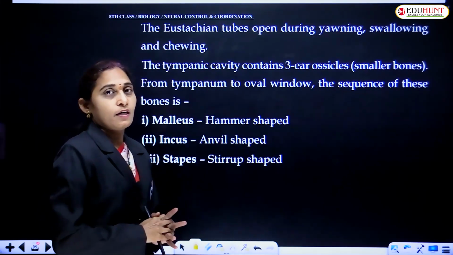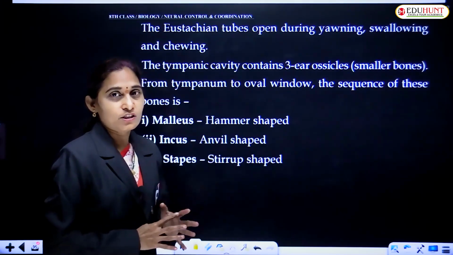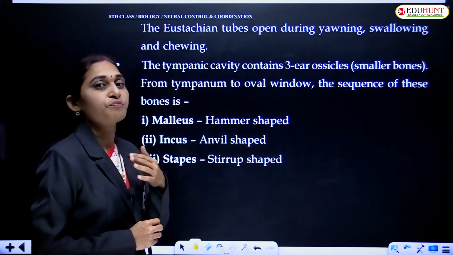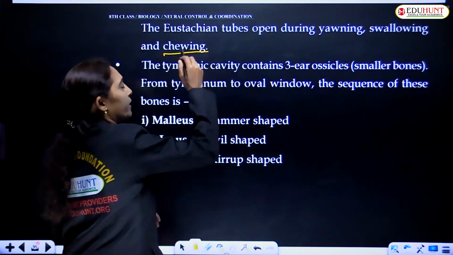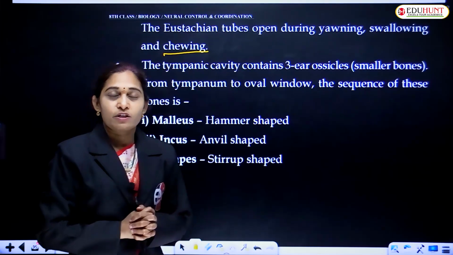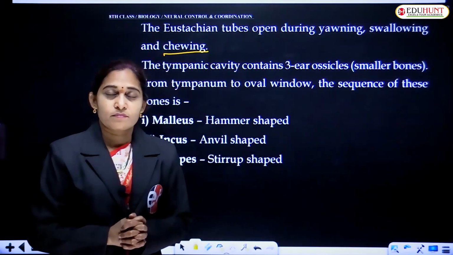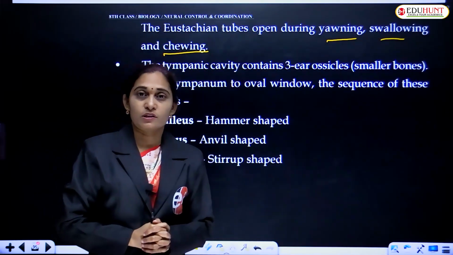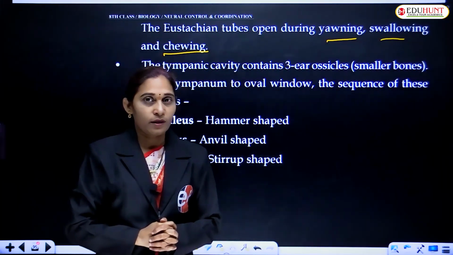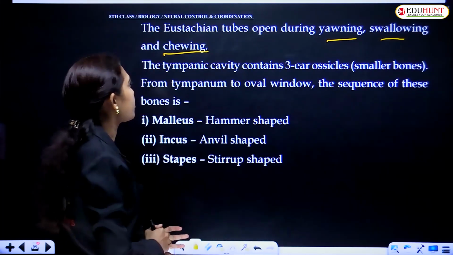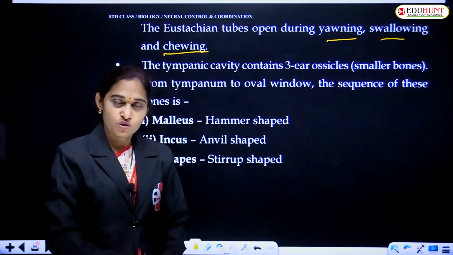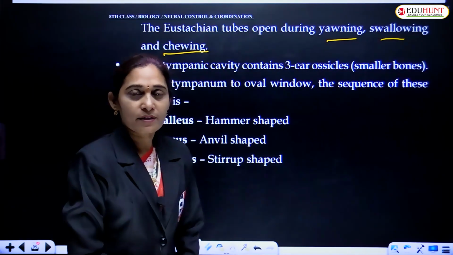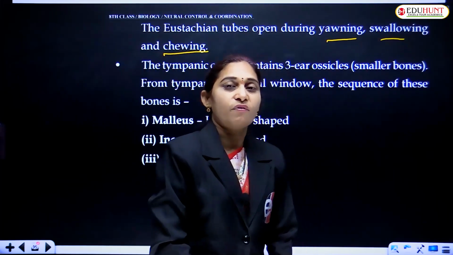They open during yawning. When we yawn, swallow, or even chew, this eustachian tube opens. It opens in 3 situations: while yawning, while swallowing and while chewing. What is the eustachian tube? It is nothing but the tube that connects the middle ear to the pharynx.